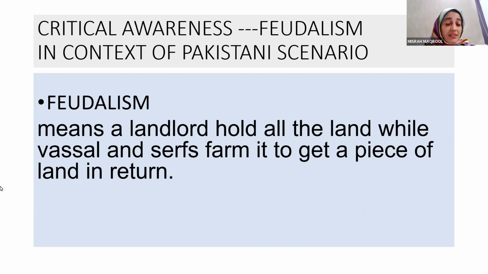So feudalism exists in Pakistan, unfortunately, in rural areas of Sindh especially. So here the landlord puts the villagers, the peasants, in the position of the oppressed, and they have no right. Peasants have no right to go for education.